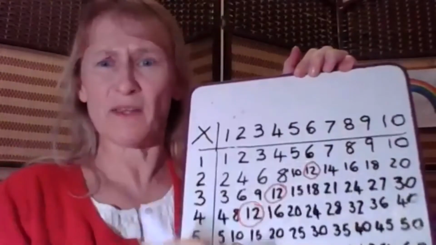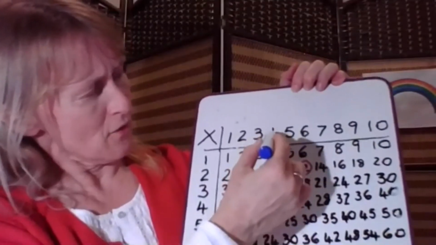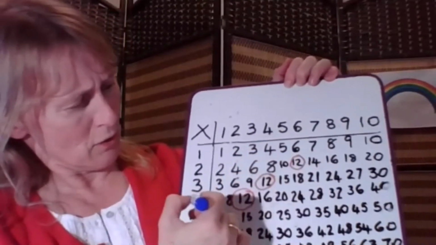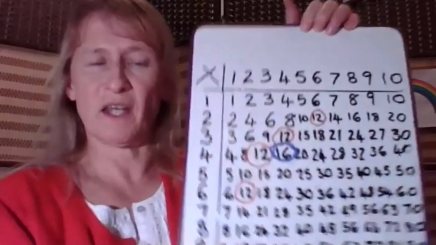Let's change the colour of my pen. Don't do that with your teeth, very bad for your teeth. Okay, so 4 times 4, looking across here, 4 times 4 is 16 there.